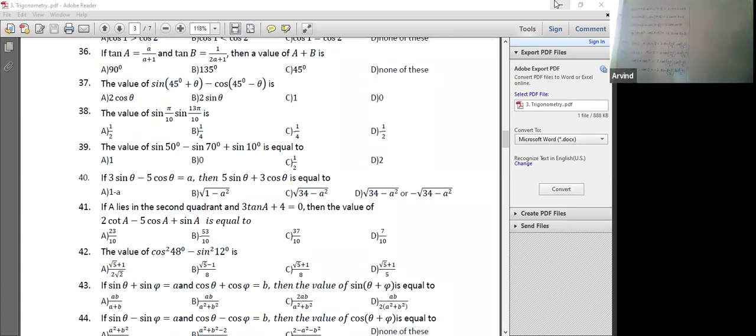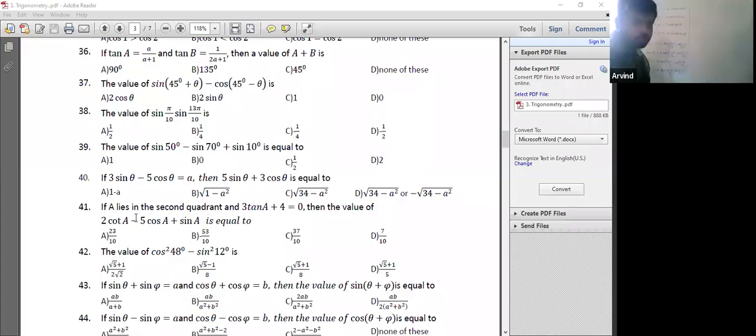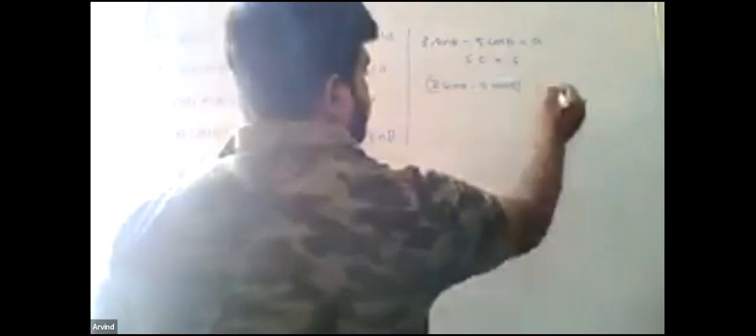Okay. If you have not got it, we'll do it. The question is: 3 sin theta minus 5 cos theta equals a. Then what is the value of 5 sin theta plus 3 cos theta? Just observe. I'm going to square it on both sides. Squaring on both sides, you get (3 sin theta minus 5 cos theta) whole square equal to a square.